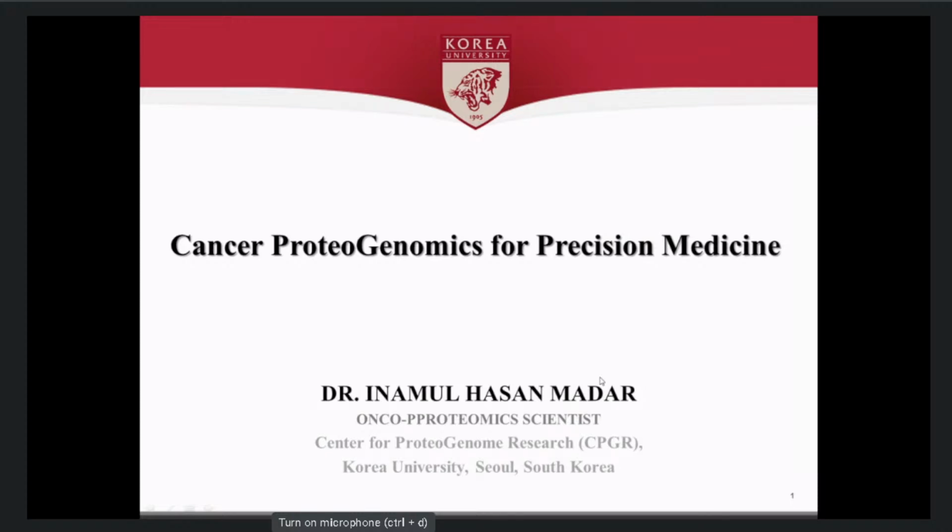We work at the Center for Proteogenome Research in Korea University. Korea University is in South Korea, not North Korea. I think everybody asks where it is, South Korea or North Korea. We are from South Korea, where I did most of my research work. Does everybody know where South Korea is? Anything about that?